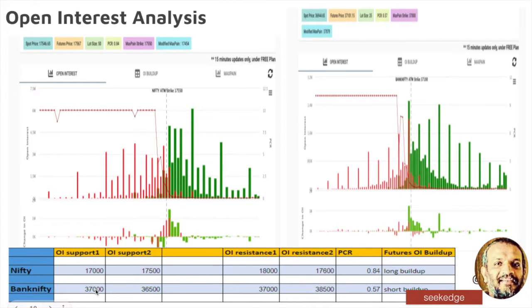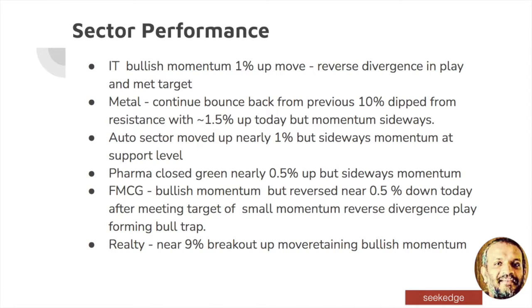BANKNIFTY: you can see 37,000 is the highest put support and 36,500 is the next put support. The call rating maximum is seen at 37,000, and after that it is far away at 38,500. If it bursts out, it is going to be 38,500. If it falls, it can find support at 36,500. So conquering and maintaining 37,000 is going to be tomorrow's action. If it maintains this level, that's what the opportunity trade is showing.